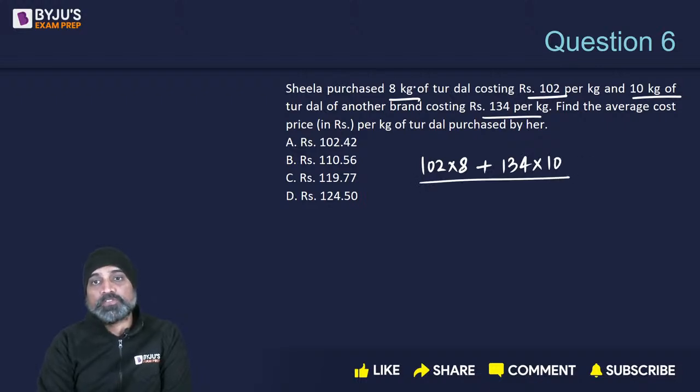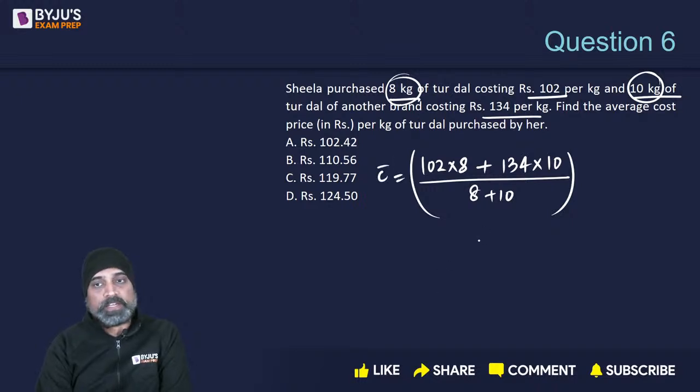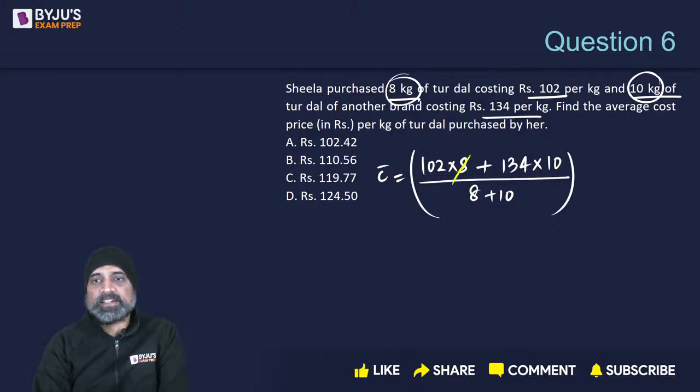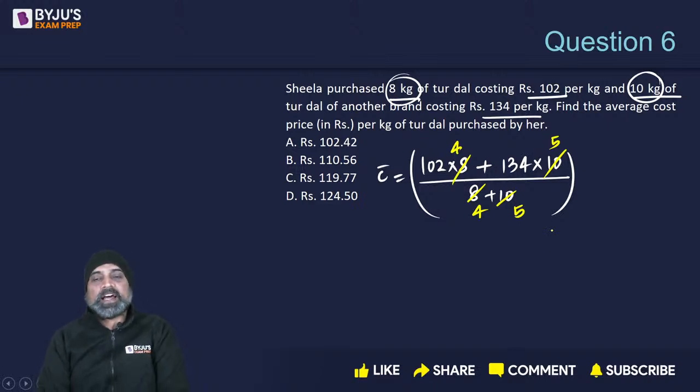And what is the total quantity of tur dal she has bought? So which is going to be 18 kg. So this becomes the average cost. Averagely we put a bar over the letter. Now, if you look at this carefully, 8 and 10 both are divisible by 2. So this becomes 4, this becomes 5, this is 4, and this is 5. Right? So we will have 3, 7, 8, 4, 12.